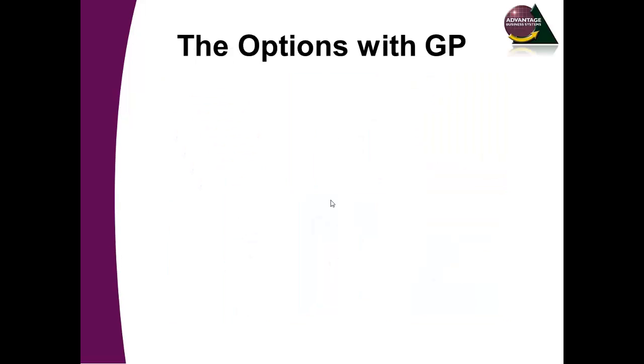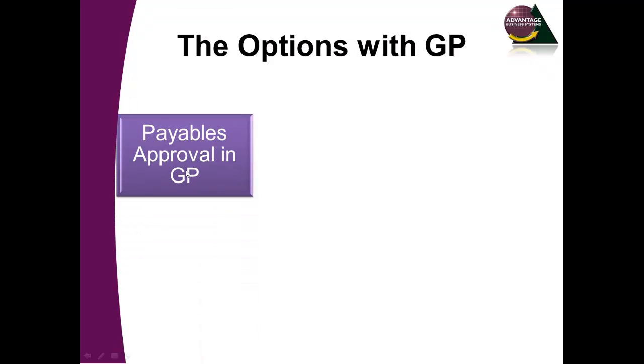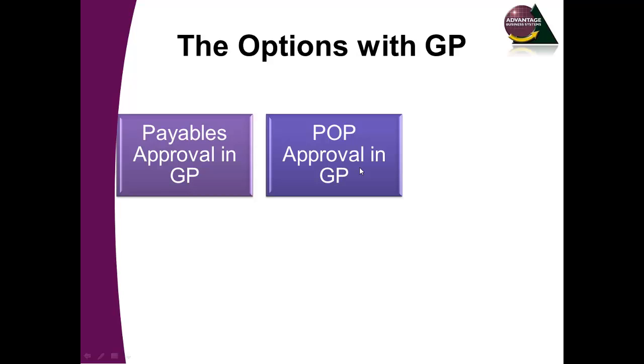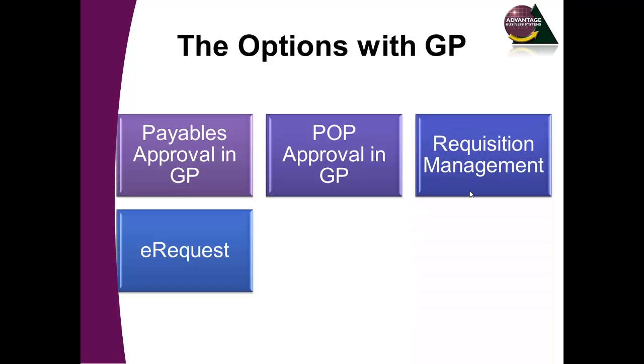Okay, so let's move on to the options that you have with GP, and there are multiple. What we're going to start with today are the more basic options available to you, and those are the ones within GP. So we'll start with Payables Approval in GP, then look at Purchase Order Approval in GP, then we'll move on to Requisition Management, which is within Business Portal.